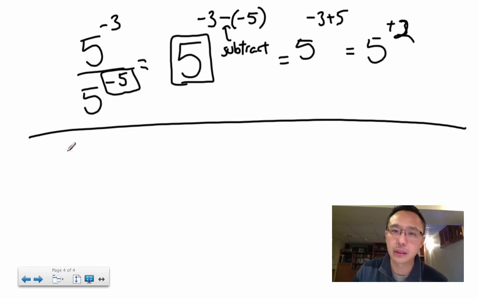So you have two laws: multiplying for your product rule, which you add when they have the same base, and quotient law, you subtract the exponents. Those are just shorthand form of doing exponents.